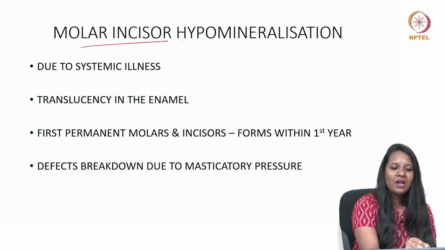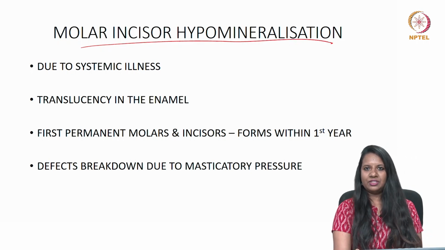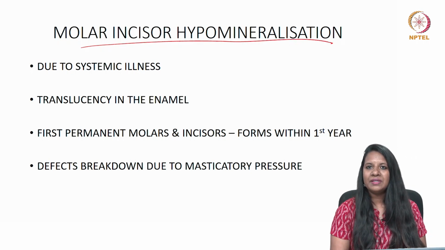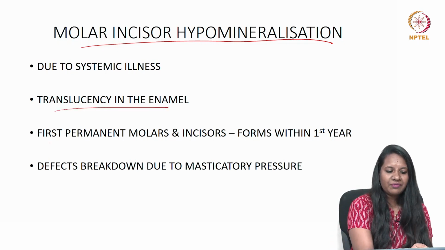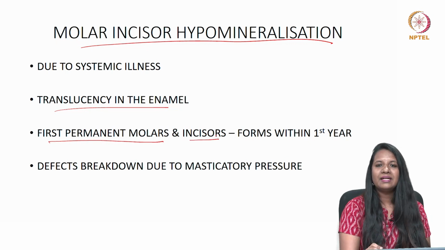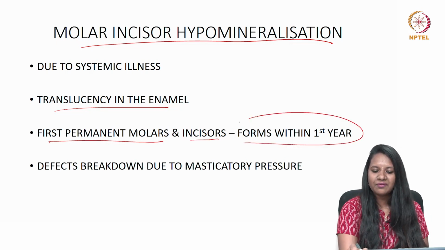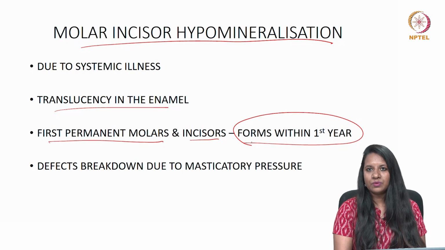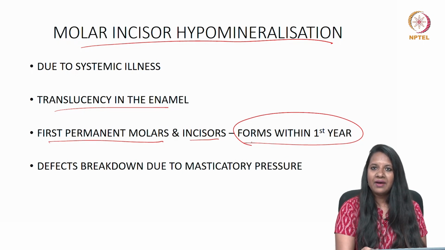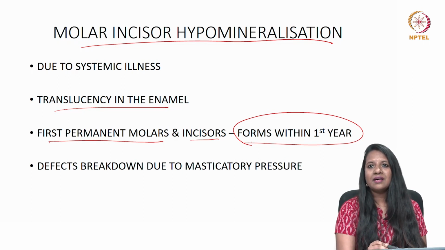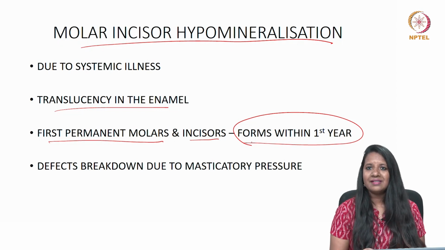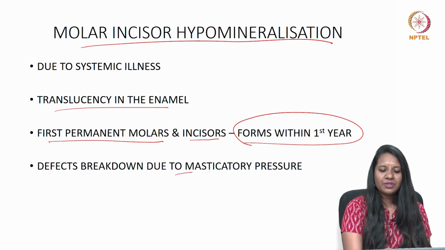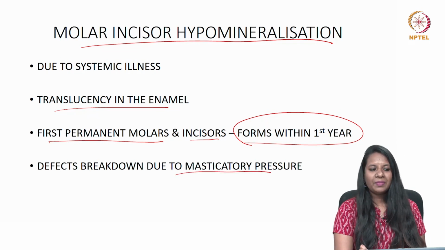Moving to molar incisor hypomineralization, which occurs due to systemic illness during the formation of enamel, and it mostly affects the first permanent molars and incisors, which form within the first year. So, if any kid has a systemic illness within the first year of life, then this condition can be more common. This defect will break down since the enamel is very soft, due to the masticatory pressure. So, the patient will have a complaint of sensitivity.